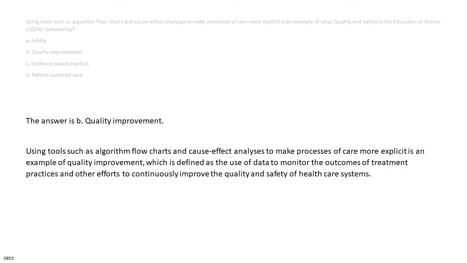The answer is B. Quality improvement. Using tools such as algorithm flowcharts and cause-effect analyses to make processes of care more explicit is an example of quality improvement, which is defined as the use of data to monitor the outcomes of treatment practices and other efforts to continuously improve the quality and safety of healthcare systems.